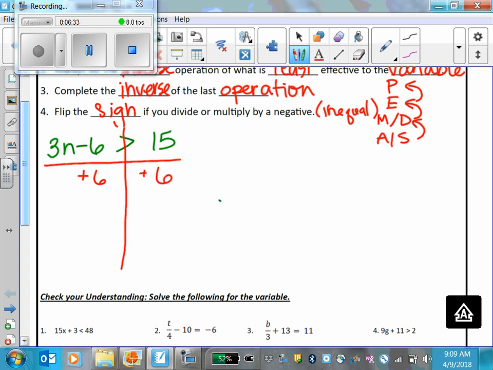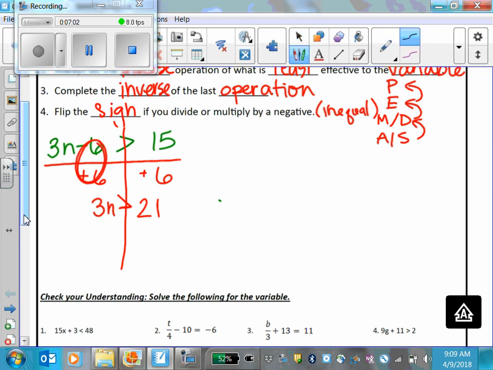Everybody with me so far? All right. Minus 6 plus 6 makes 0. I'm left with 3n on this side. And I'm not writing an equal sign because it's not an equal sign. Don't write an equal sign. It's not an equal sign. 15 plus 6 is 21. Everyone good to this point? Yes. All right, what's the last thing I've got to do?